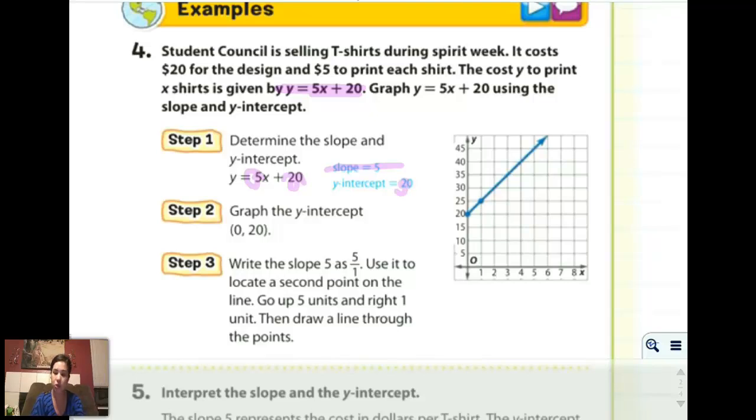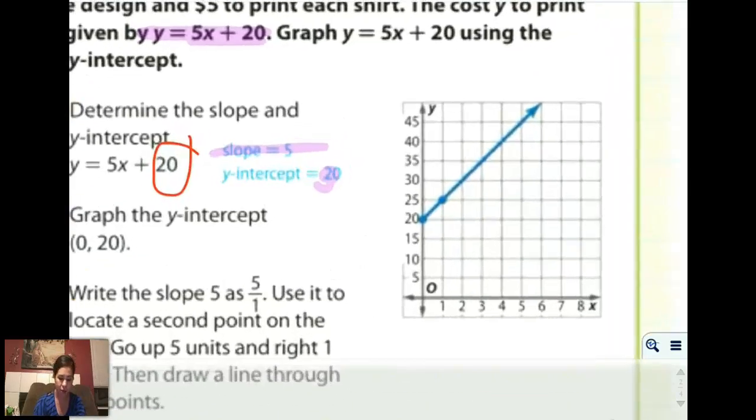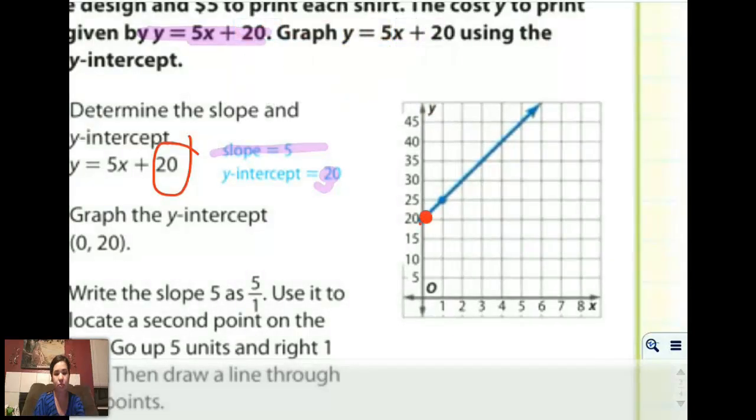From there, we're going to use that information to graph. The first thing that we're going to graph is my y-intercept. Why? Because it's the easiest thing to graph. We know it's where it crosses the y-axis, so that's going to be my starting point. So I go over here to my graph, and I see that it's a positive 20, so I go to positive 20, and I make my first point, which is right there.